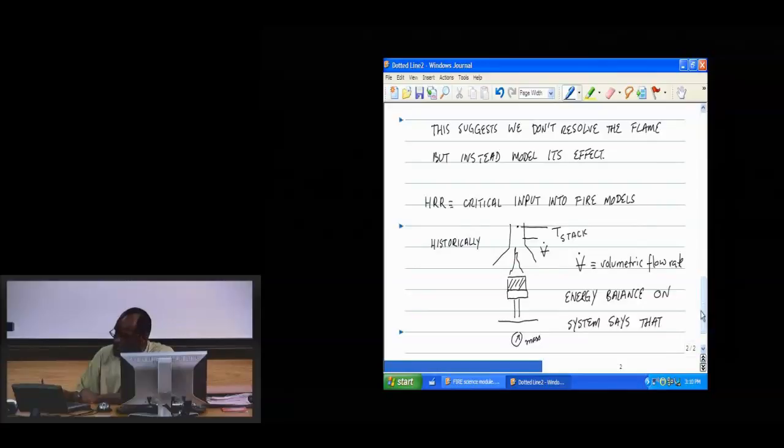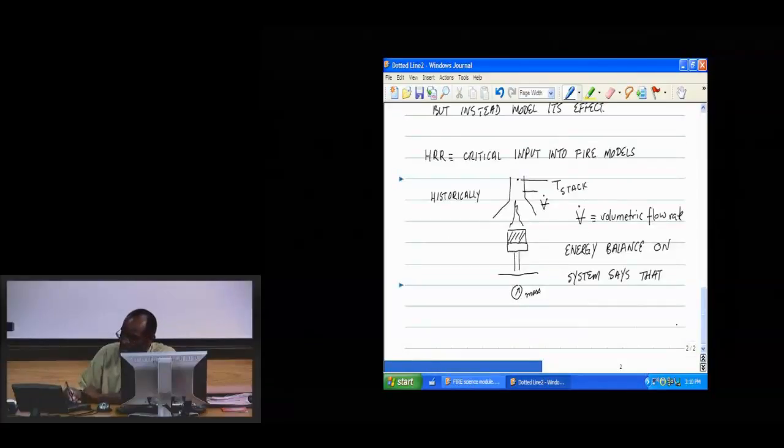that amount of energy per unit time is going to be responsible for my increase in temperature of these product gases. So the temperature rise of the product gases that I'm measuring in that stack.